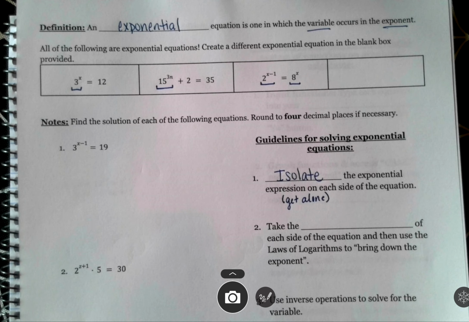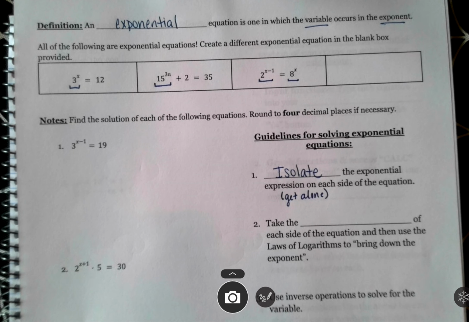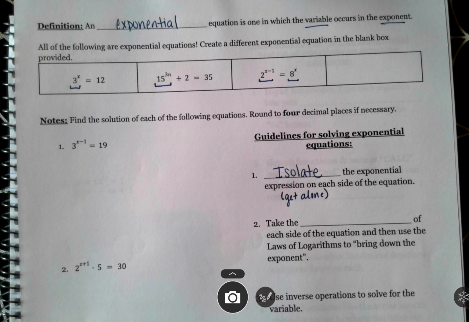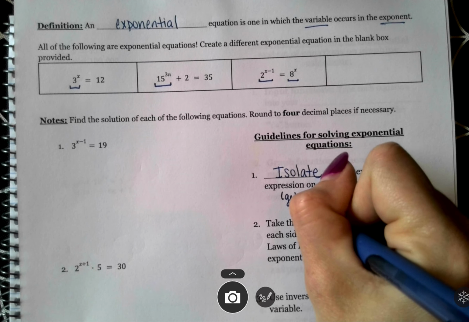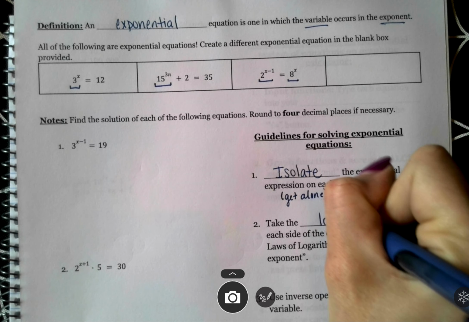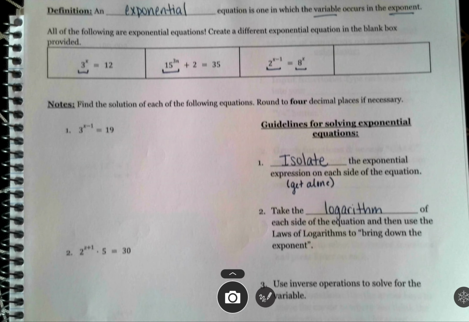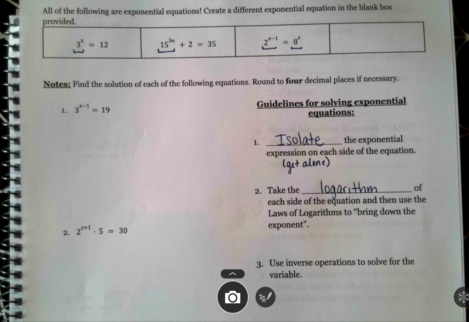So step 2 is, once we have it isolated, we want to think about the inverse of an exponential. Since these are all exponential equations, the inverse of an exponential is a logarithm. So we're going to take the logarithm of both sides, or of each side of the equation, and then we can use our laws of logarithms to bring down our exponent. And I'll show you what that means when we go through an example. And then the last step is we want to use inverse operations to solve for the variable. So if we notice addition, we would use subtraction. If there's multiplication, you use division, that sort of thing.